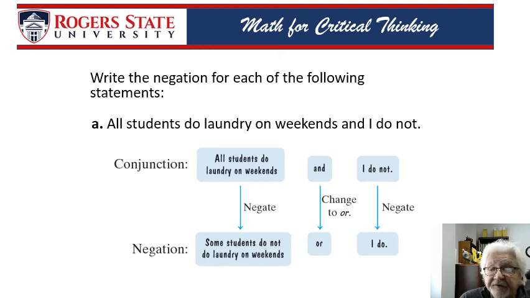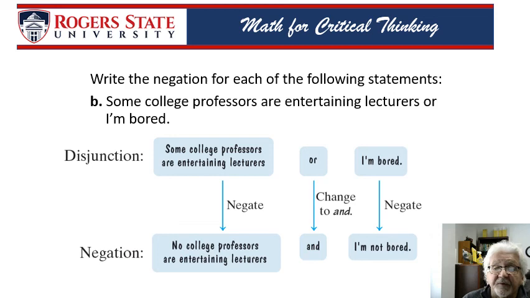So write the negation of each of these statements. All students do laundry on weekends, and I do not. Now, I want to write that as a negation. So that means all becomes some. So some students do not do laundry on weekends, and becomes an or, and I do not becomes I do. So this is the negation of that. Fair enough? Let's try another one.